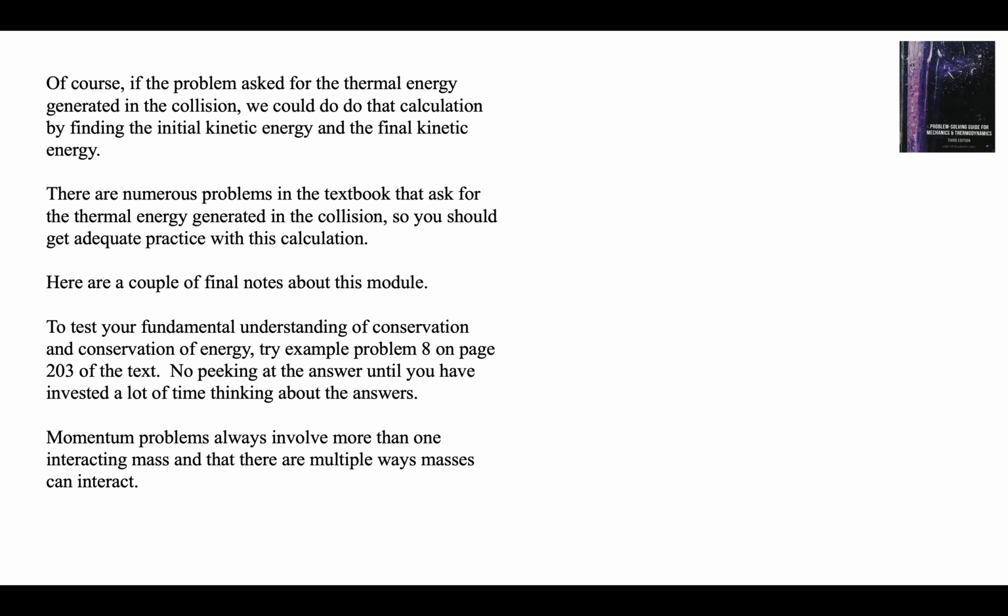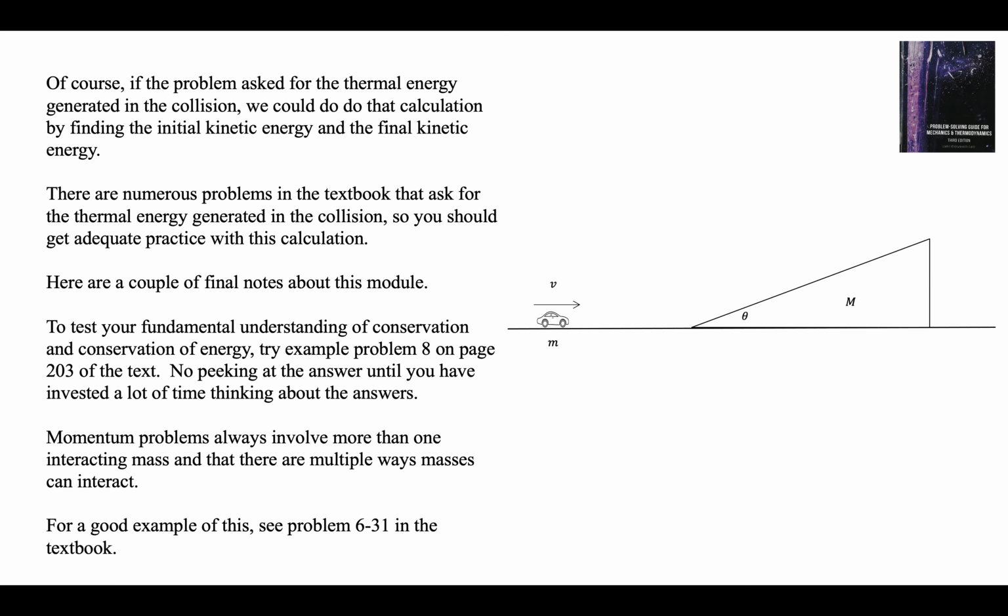Momentum problems always involve more than one mass. There are multiple ways masses can interact. They don't have to actually collide. 2 planets can interact with each other. An asteroid can interact with a planet. Momentum is conserved. Electrical charges can interact without colliding. They can put forces on each other. Momentum is conserved. For a good example of this, see problem 6.31 in the textbook.